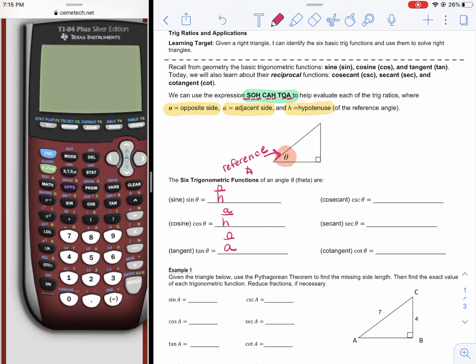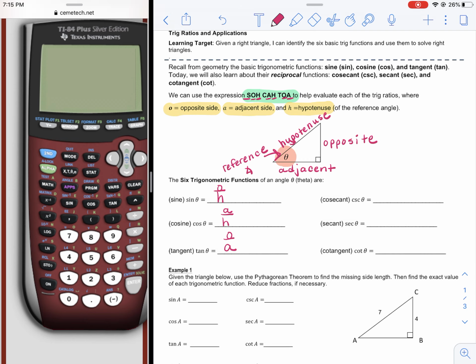Now, the hypotenuse of a right triangle never changes. It's always opposite the right angle, and it's always the longest side in the right triangle. So for this particular triangle, the hypotenuse is this side right here. If this is our reference angle, theta, then the opposite side is the side over here, on the opposite side of the triangle from the reference angle. That leaves us with one more side, which is called the adjacent side. It's important to label the hypotenuse first, because otherwise it can be confusing which side is adjacent and which side is the hypotenuse.